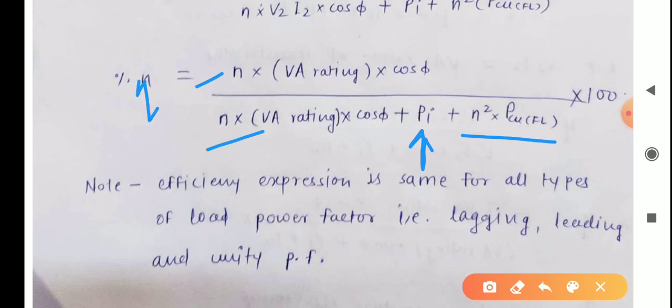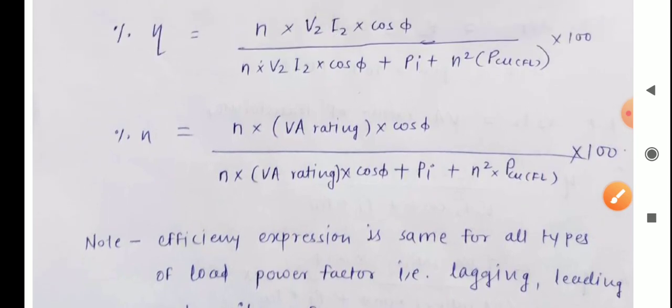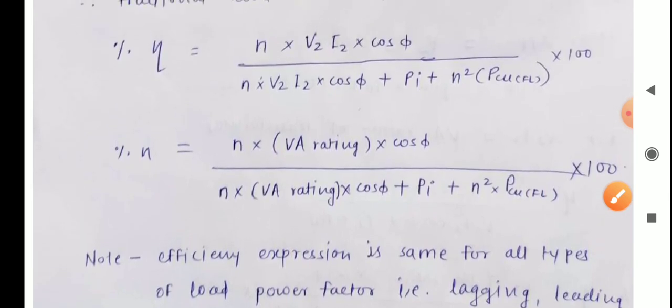So we have got the two formulae for the efficiency. One is the full load efficiency and one is the fractional load efficiency, which we can calculate if we know the fraction of the load that is connected to the transformer. One more thing to be noted for the efficiency expression is that it is the same for all types of load power factor, that is lagging, leading and unity power factor. So this was all about the concept of efficiency of the transformer and how it varies with the changed load.